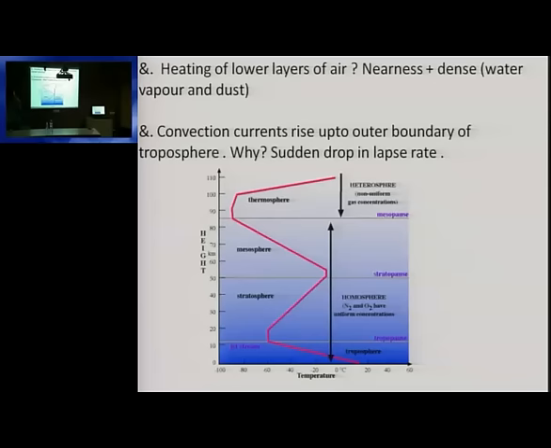But the main important thing is that the heating of the earth takes place because of the presence of water vapor, dust, carbon dioxide, methane, because they capture heat. They capture heat. That's why it becomes warm. But as you go above, the particles and water vapor become less. That's why in the troposphere, temperature gradually decreases as we go along the height.